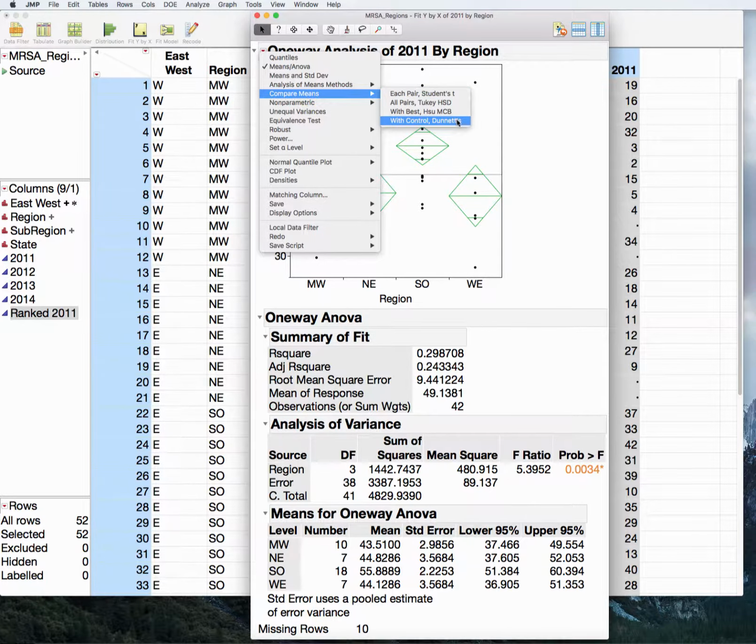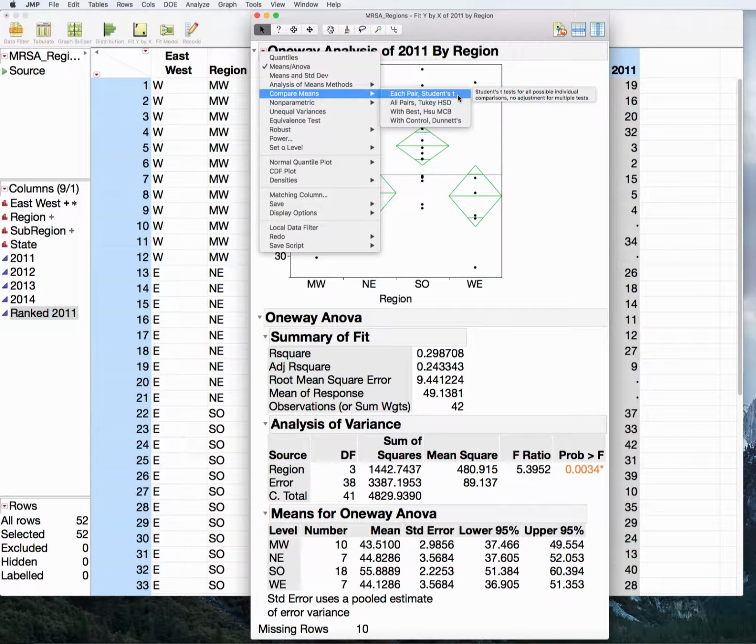There are 4 tests here: each pair Student's t, all pairs Tukey, with best, that's the Hsu, and with control, Dunnett's. The best and the control are to be used for very specific situations. As the control implies, it is actually comparing to a control group. We don't have that here. We also don't know what the best group is, not the highest or lowest, so we won't use that here either. It comes down to using the all pairs Tukey or the each pair Student's t.